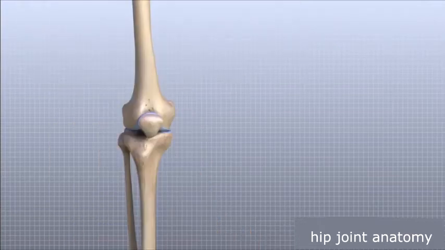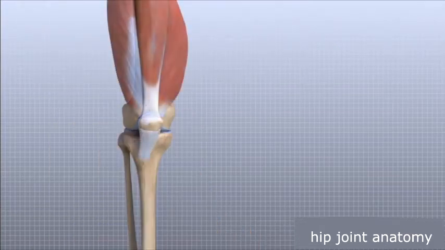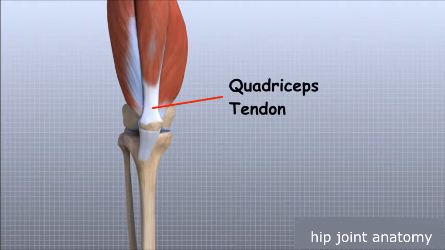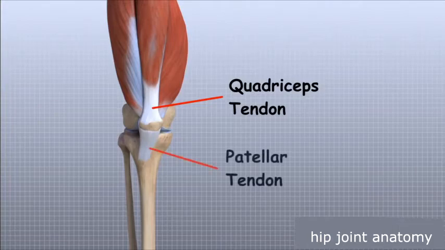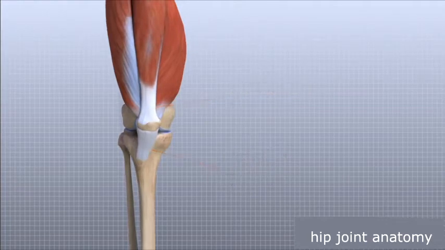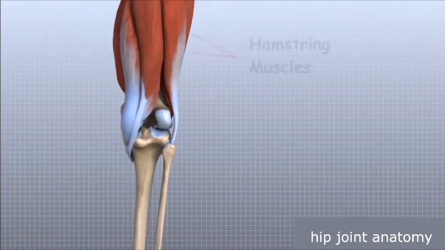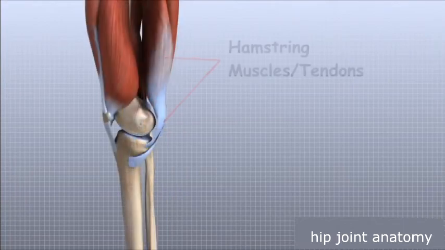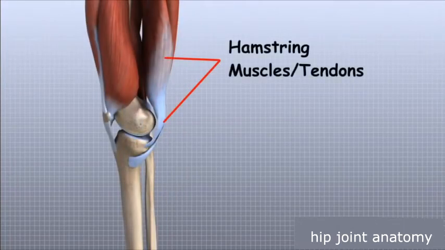Tendons are similar to ligaments, except that tendons attach muscles to bones. The quadriceps tendon attaches the large quadriceps muscles of the thigh to the patella. This tendon, after crossing the patella, blends into the patellar tendon. The patellar tendon connects the patella to the tibia. The hamstring muscles at the back of the thigh also have tendons which attach at different locations of the knee joint. These tendons are sometimes used as grafts to replace injured tendons in the knee joint.